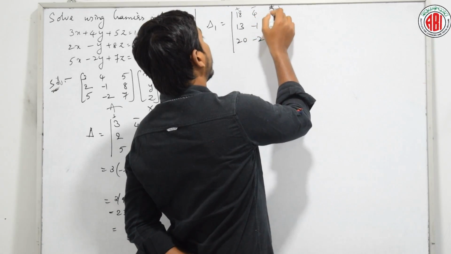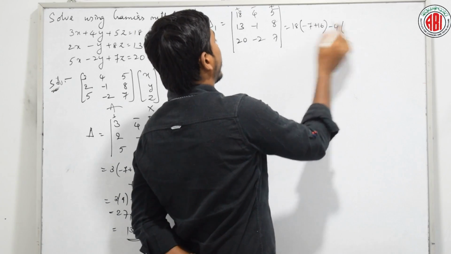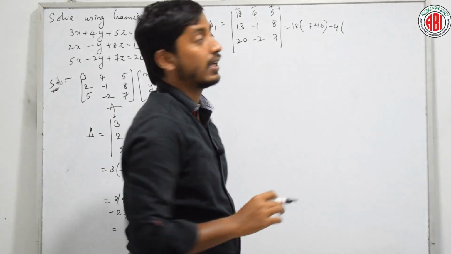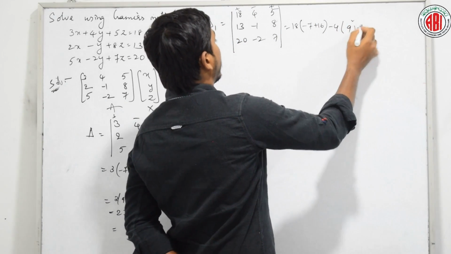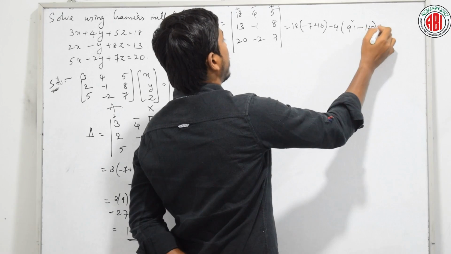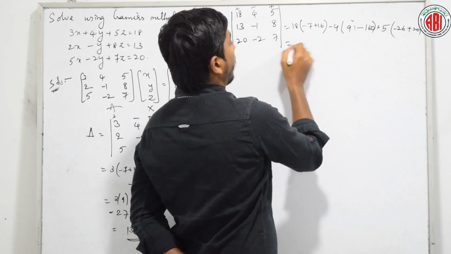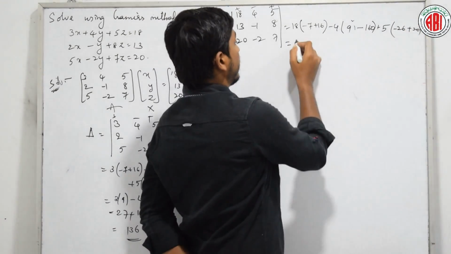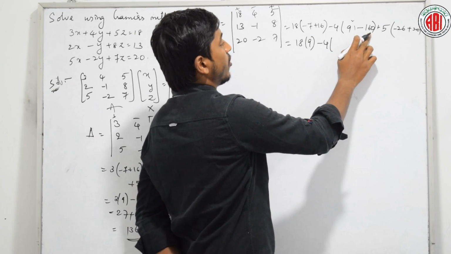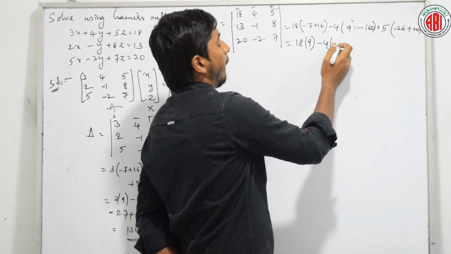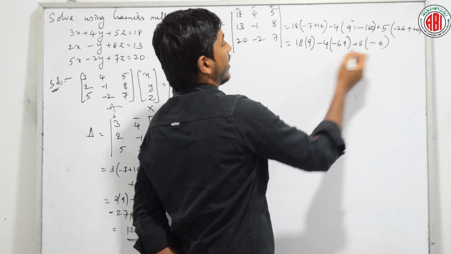Is it right? 18 into minus 7 plus 16, minus 4 into, how much is 13 sevens? That is 91, minus 8 twos are 160, plus 5 into minus 26 plus 20. Is it fine? Yes. That is 18 into 16 minus 7, again 9, minus 4 into 91 minus 160, how much is it? Minus 69, plus 5 into 20 minus 26 is minus 6.